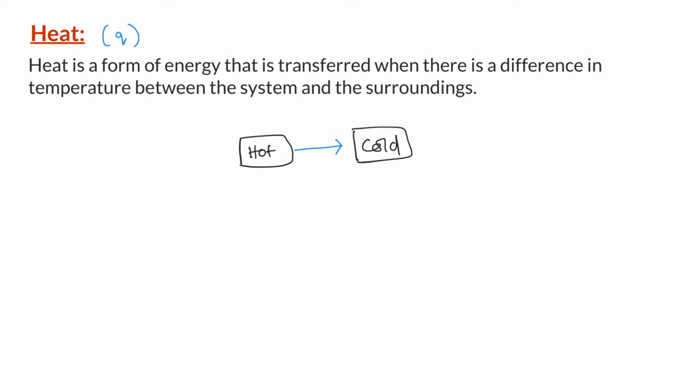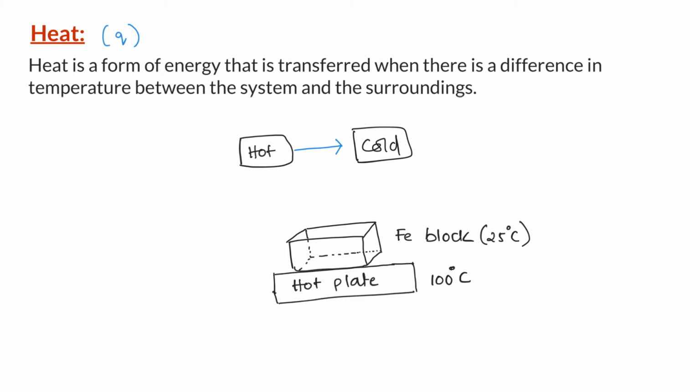For example, we have an iron block at 25 degrees Celsius which is placed on a hot plate at 100 degrees Celsius. Since the temperature of the hot plate is greater than the temperature of the iron block, the heat flows from the hot plate to the metal block. Assuming the metal block is the system, we can say that the heat flows from the surroundings to the system. And when heat flows into the system, it increases the temperature of the system.